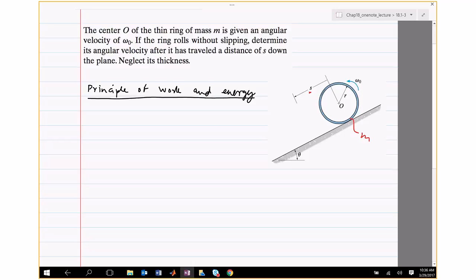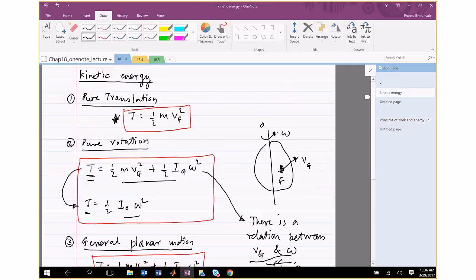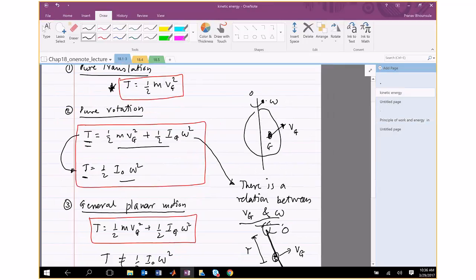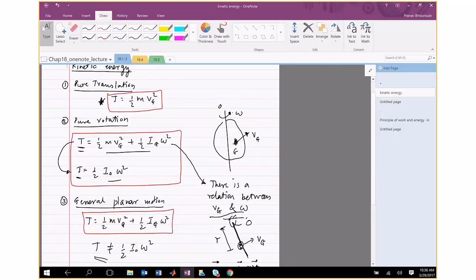Again, T1 plus U12 equals T2. We've got to find the expression for each of those things. I'm going to write a generic expression for T and then write it for 1 and 2. 1 is when it's here, 2 is when it's covered the distance s. So the energy is given by, there are just three cases: pure translation, pure rotation, and general planar motion. Which case do you think this fits in?